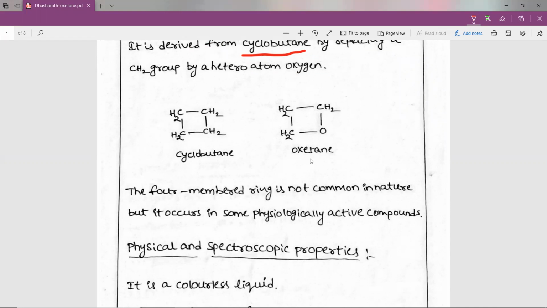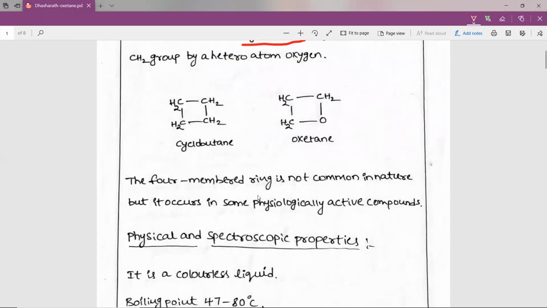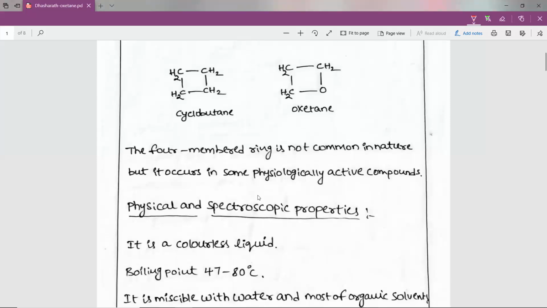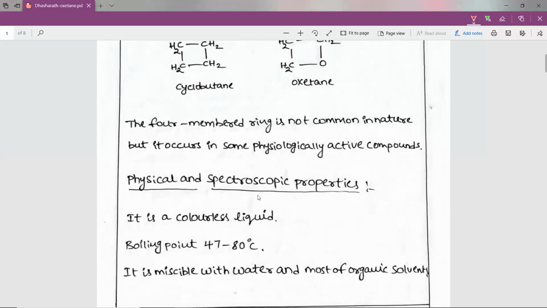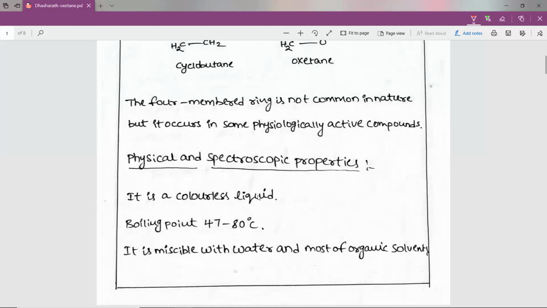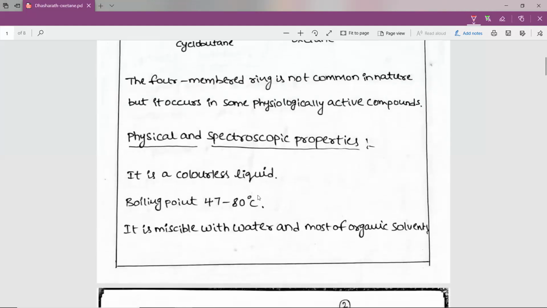It is called oxetane. The four-membered ring is not common in nature, just like acetylene. It is also not common in nature, but it occurs in some physiologically active compounds.